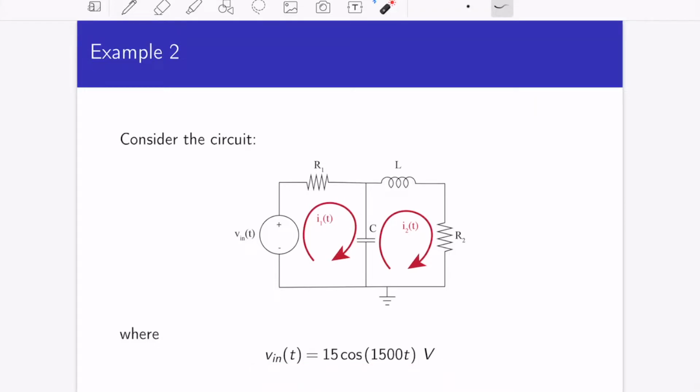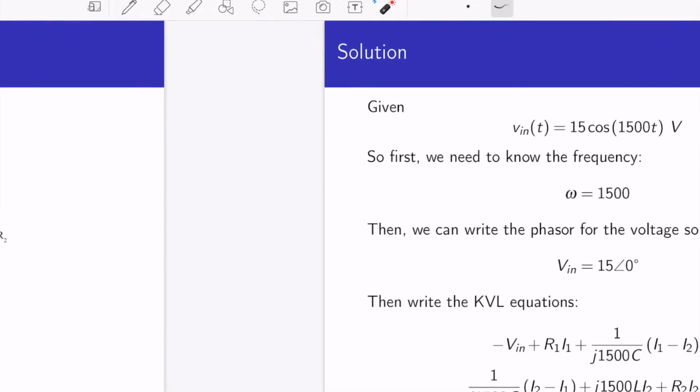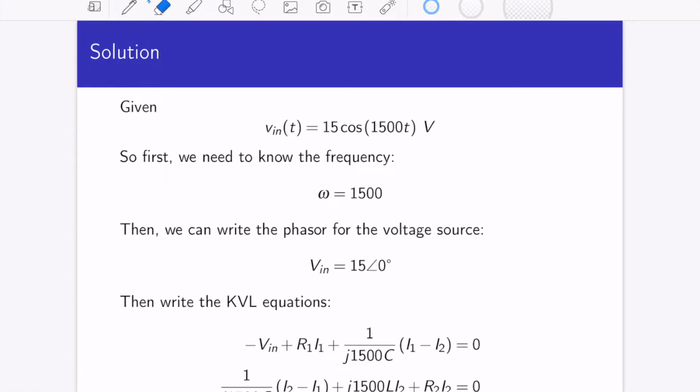So wall power in the United States is 60 hertz, which is 377 radians per second, about. And this time I'm just going to use a different frequency, just to show you that you can use different frequencies, but it will not change. Okay, so here's our situation. Vn is 15 cosine of 1500 t volts, and so the frequency is 1500 radians per second.